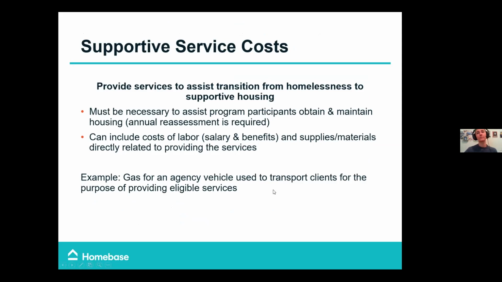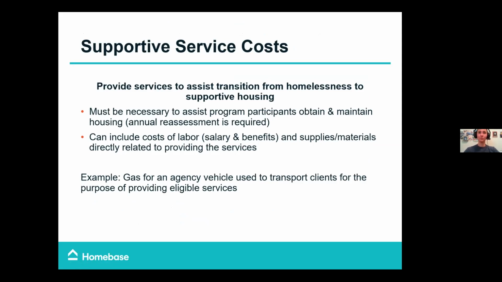Switching gears now to supportive services costs. Programs can use supportive service funds to pay for a wide range of supportive services to assist participants with transitioning from homelessness to supportive housing. Eligible supportive services are listed in the interim rule, and we will go over those today.